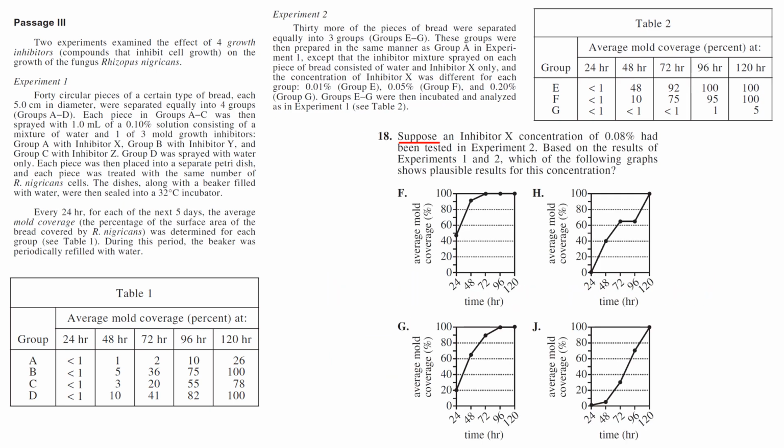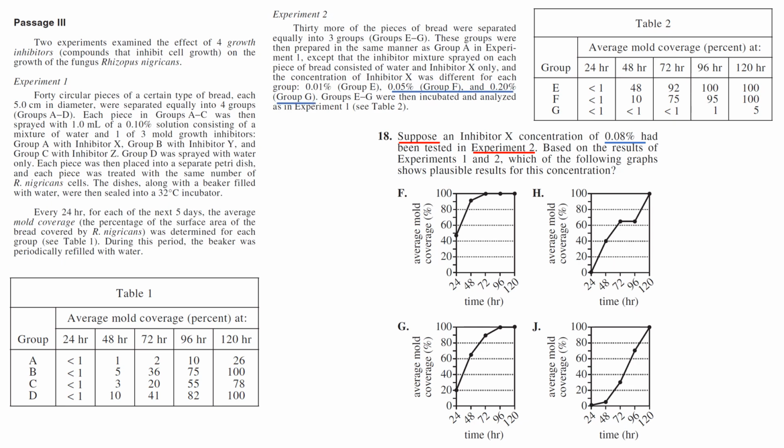Number 18 is a supposed question. You have to extend your thinking a bit. An inhibitor, X concentration of 0.08 had been tested in experiment 2. Based on the results, which of the following graphs shows the plausible results?